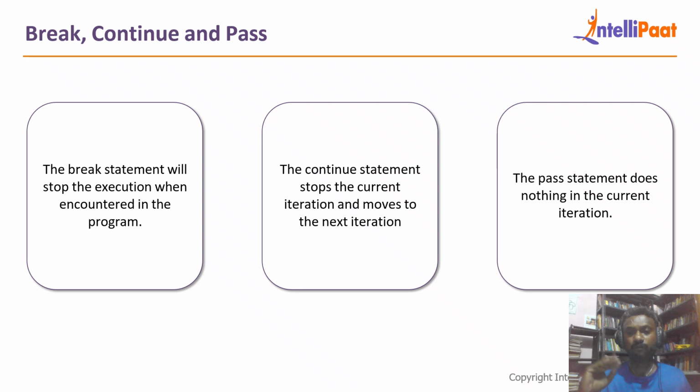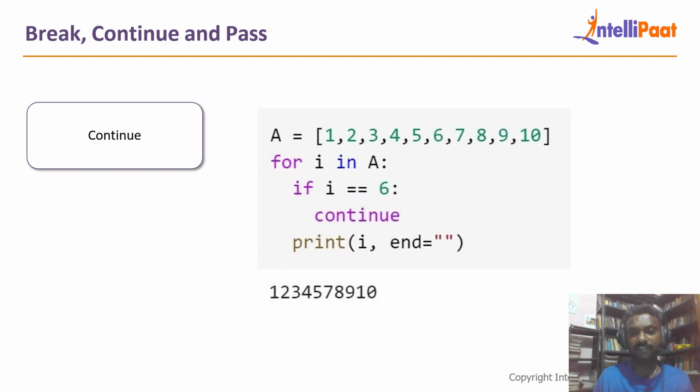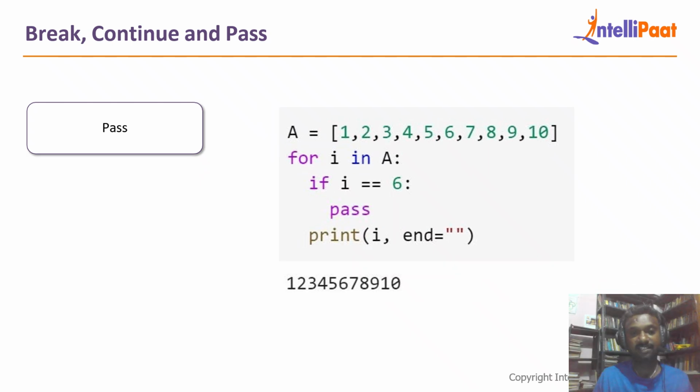Otherwise, if we go to unit 2 or unit 3, when we see the Python programs, we can easily understand the difference between break, continue, and pass. This is a very simple example of how the break statement is executed. This is a simple example of how continue works. This is a very simple example of how pass is executed.